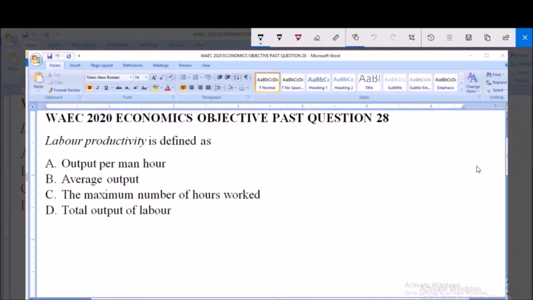Hello and welcome. I will be answering WAEC 2020 Economics Objective Past Question 28. Labor productivity is defined as: A. Output per man hour, B. Average output, C. The maximum number of hours worked, D. The total output of labor.